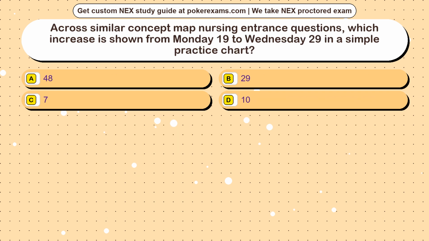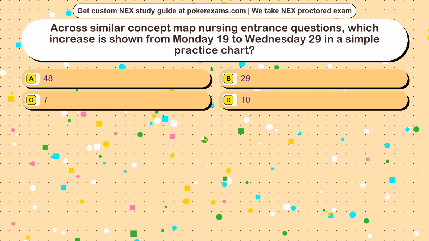Question 20. Across similar concept map nursing entrance questions, which increase is shown from Monday 19 to Wednesday 29 in a simple practice chart? Option A, 48. Option B, 29. Option C, 7. Option D, 10.